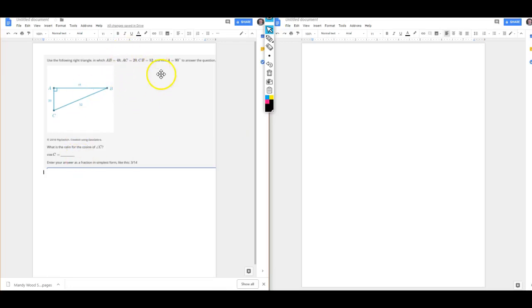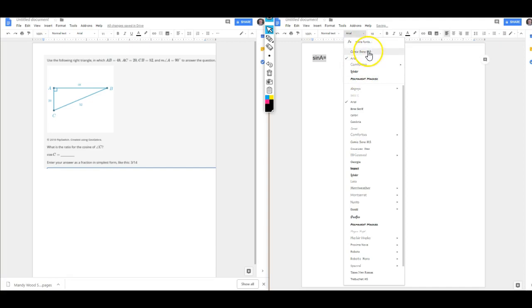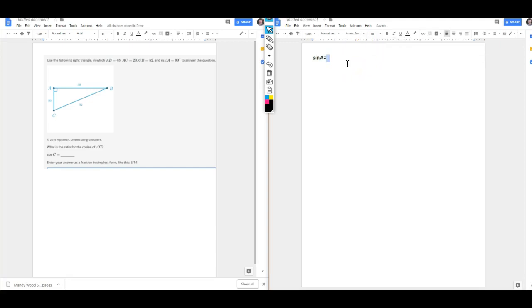Okay, so in this triangle, it's asking what is the ratio for cosine of angle C. So something to have memorized are these ratios. Sine of an angle is equal to the opposite side length divided by the hypotenuse side length.